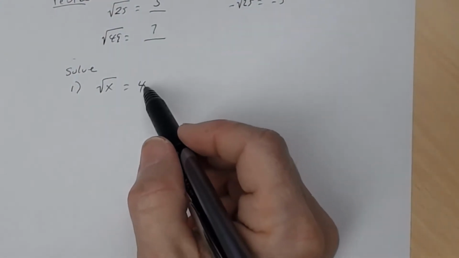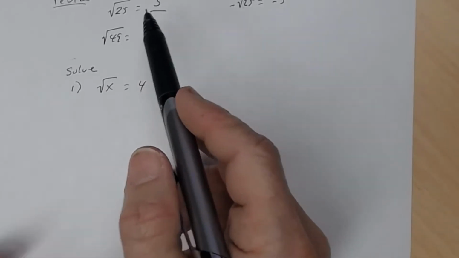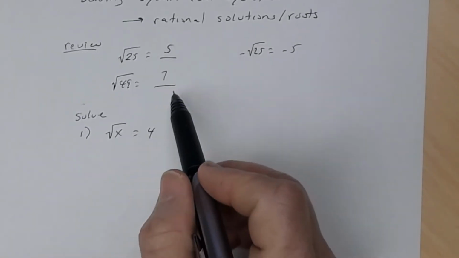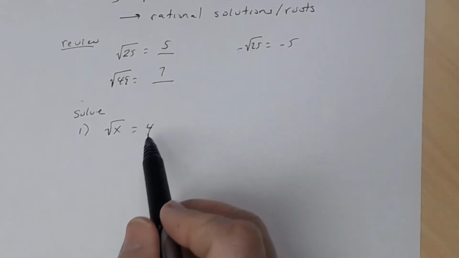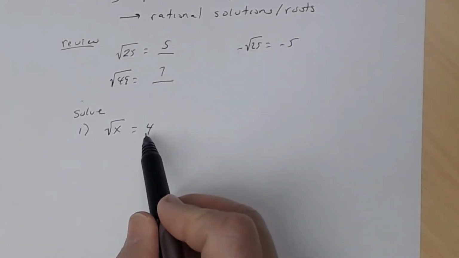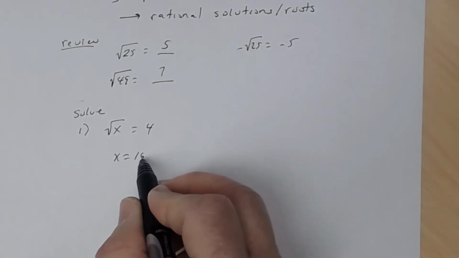And so remember what we did here. We said 5 times 5 is 25. 7 times 7 is 49. And so I want to find out the square root of what number is 4. Well, 4 times 4 is 16. So you would think that x would have to be 16.